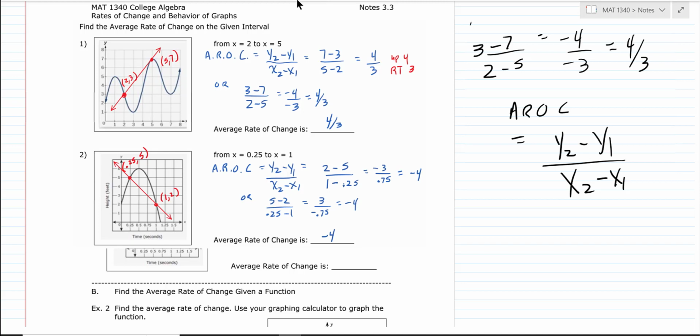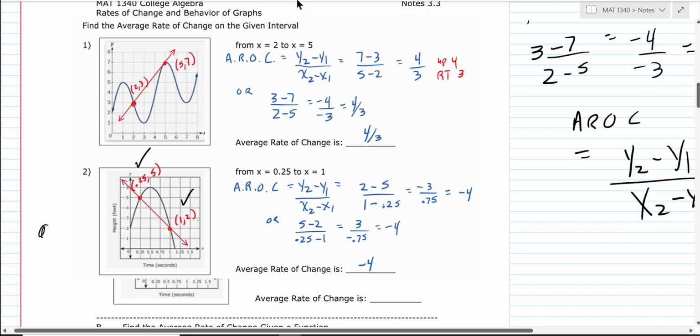Okay, be flexible. The next one, the 2 points were 0.25 and 5, and then 1, 2. Those are your 2 points there. So I chose to go 2 minus 5, and then 1 minus 0.25. And I just did this on the calculator, so you get negative 3 divided by 0.75, you get negative 4. And you can do that on the calculator. Okay, all right. Is there any problem with that?